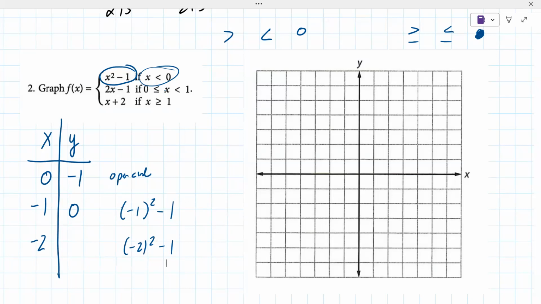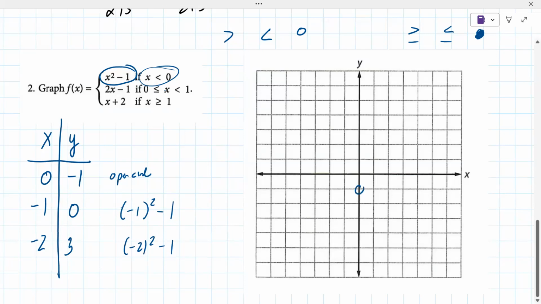1. -2 squared means to multiply -2 by itself. So -2 times -2 is 3. Final answer 3. Good. So now we're going to go to the graph.